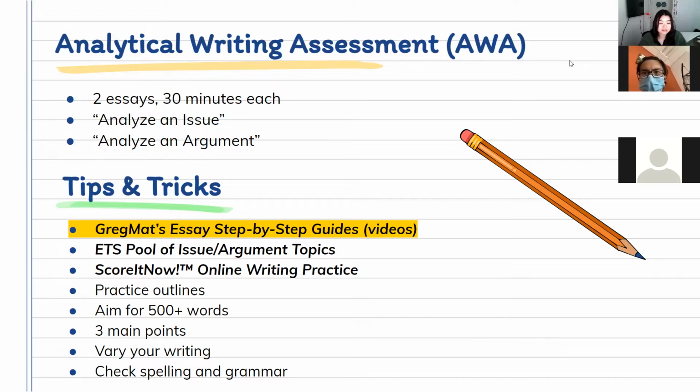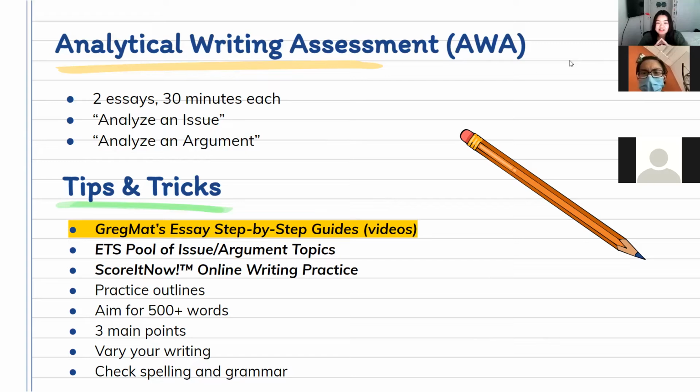The issue essay is basically a persuasive essay, and I'll show you guys some example prompts. And then there's also an argument essay, which is what I would call a logic type of essay, and you'll see what I mean. But anyways, my favorite resource for the essays was basically all I did was watch GregMat's step-by-step videos where he lays out how you should structure your formatting for each essay.